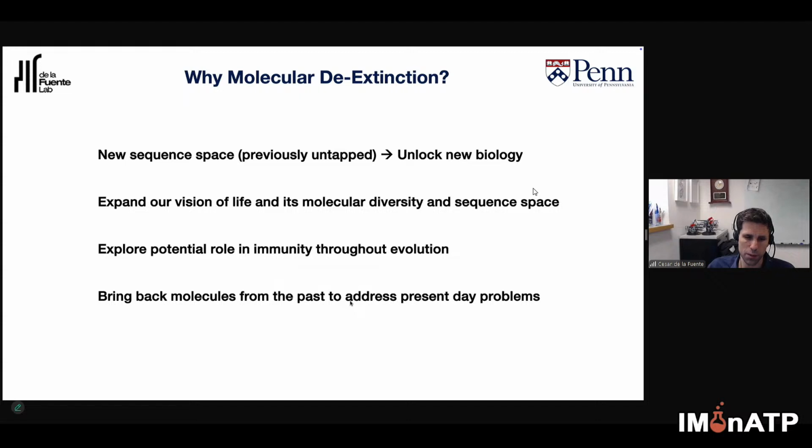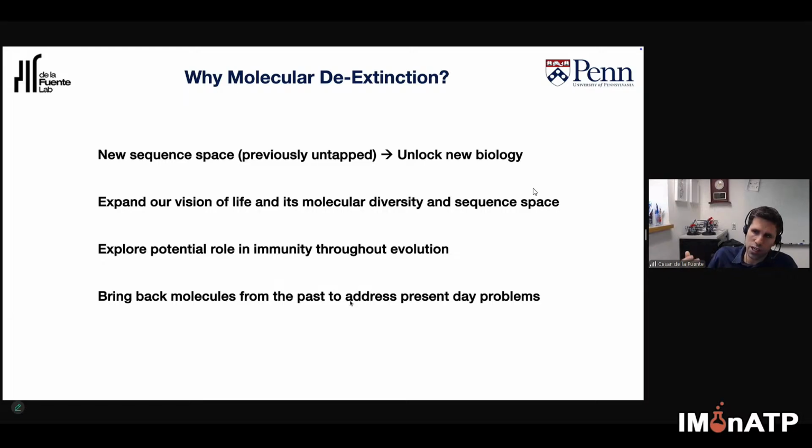So first of all, it has enabled us to explore a completely new sequence space that was previously untapped. If you visualize in multidimensional space every compound we found by looking at extinct genetic data, and compare it with every genetic information we have from the living world today, many of the things we found fall outside of the conventional sequence space. So this is really, I think, very important.